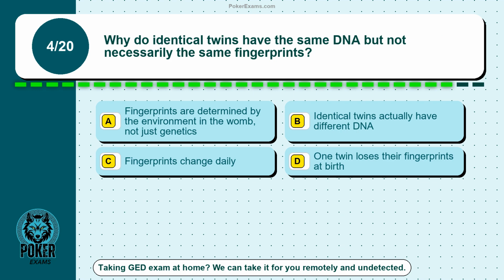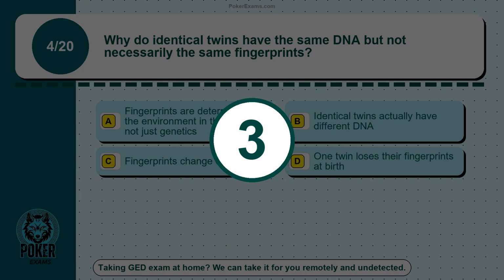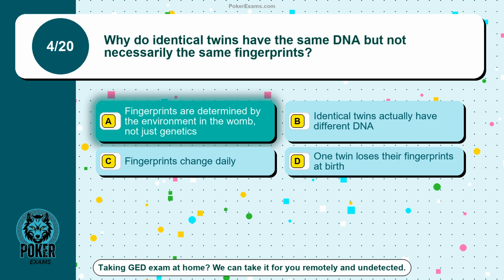Question 4. Why do identical twins have the same DNA but not necessarily the same fingerprints? Option A, fingerprints are determined by the environment in the womb, not just genetics. Option B, identical twins actually have different DNA. Option C, fingerprints change daily. Option D. One twin loses their fingerprints at birth. The correct answer is option A.